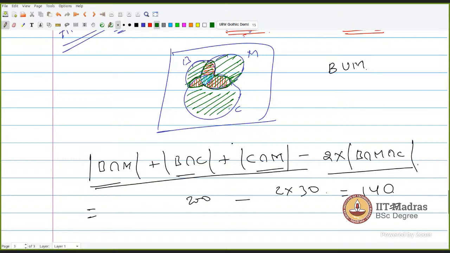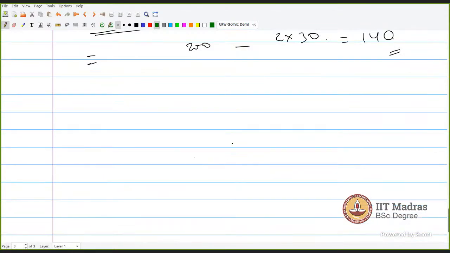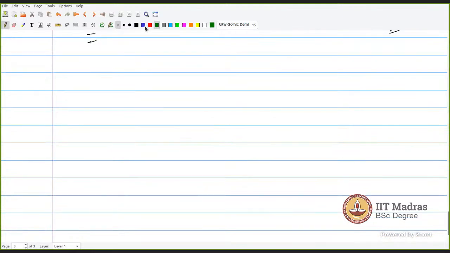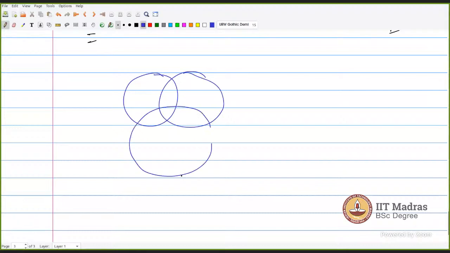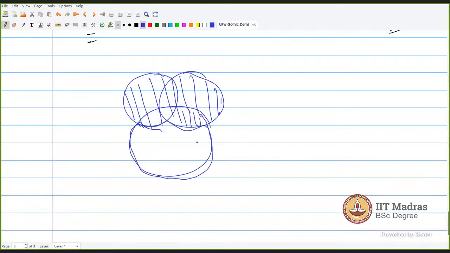But sir, the chemistry students is given in the course. We can't compute, right? We can't compute it. So if you wanted to find this thing, we need this only C thing. We have C, and we subtract the whole B union M from it. Yes.